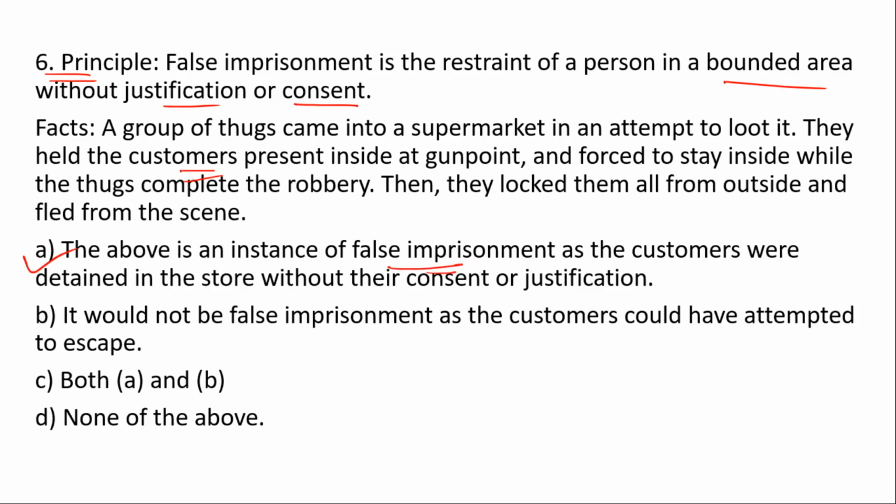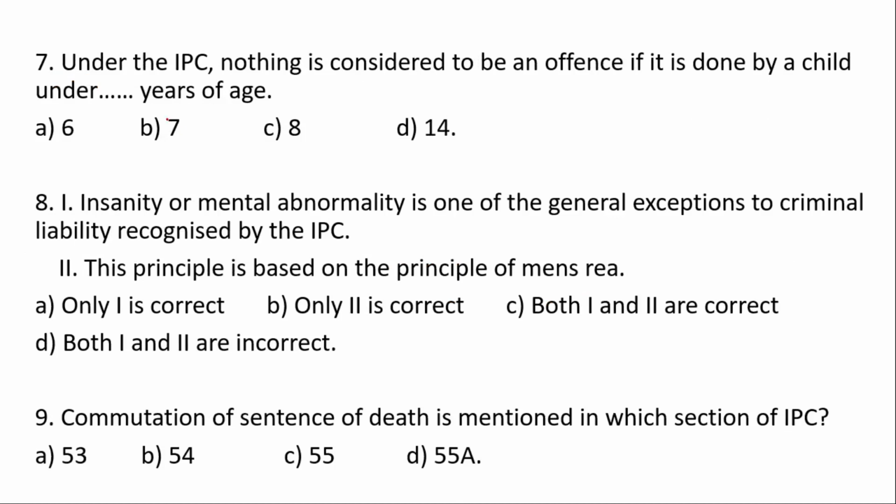Because the customers were detained inside the store without consent and justification. So option A. Question number 7, the correct option is B, that is under 7 years of age, that is under section 82, general exception chapter. You will read it carefully. Question number 8, I have given two statements. Are the statements correct or not?